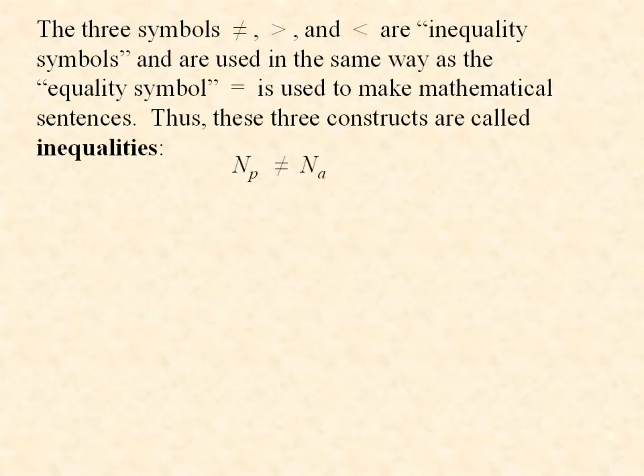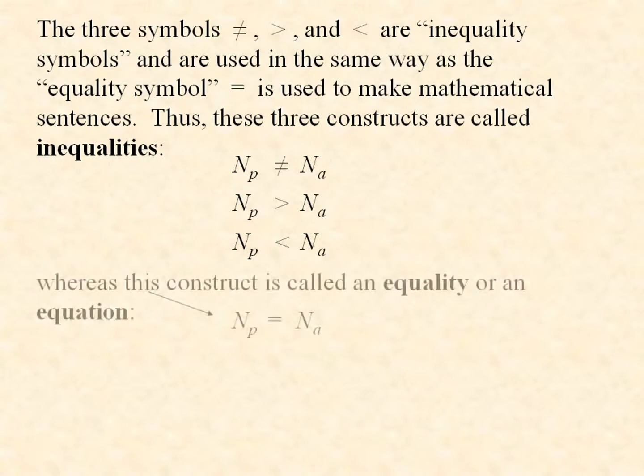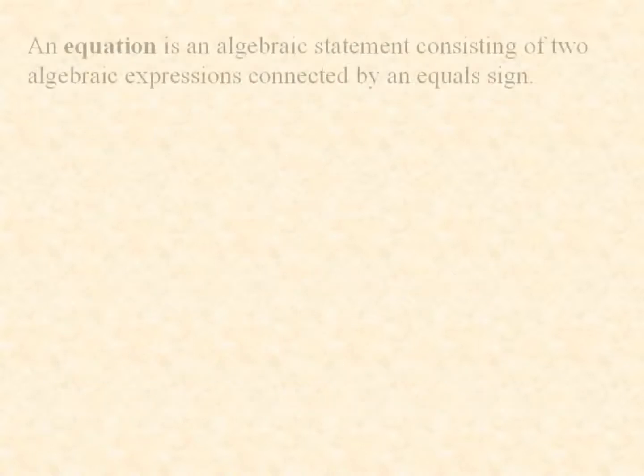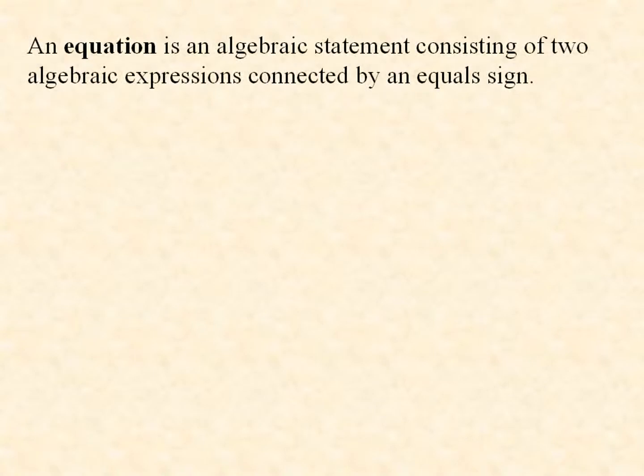Thus, these three constructs are called inequalities: n sub p is not equal to n sub a, n sub p is greater than n sub a, n sub p is less than n sub a. Whereas this construct is called an equality or an equation: n sub p equals n sub a. The subscripted letters n sub p and n sub a can be used as variables in the same way that single letters like x and y can be used. An equation is an algebraic statement consisting of two algebraic expressions connected by an equals sign.